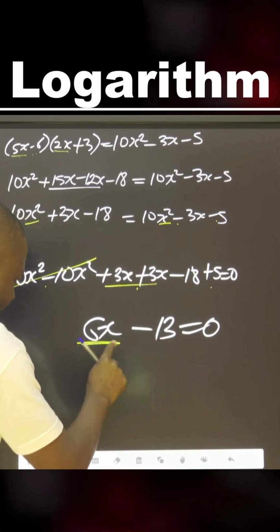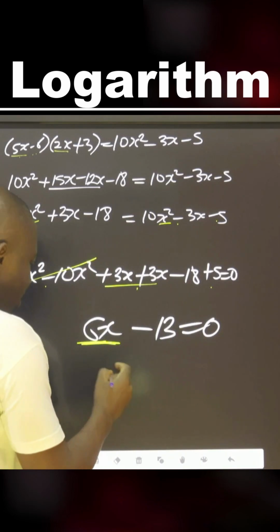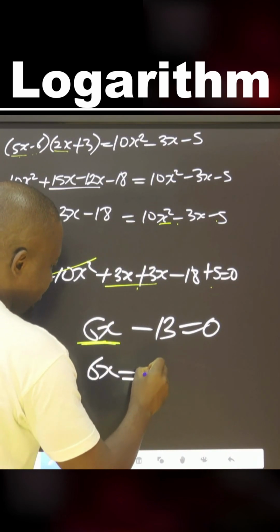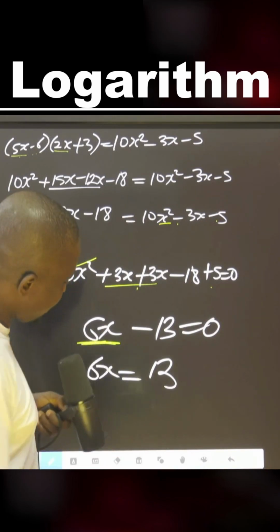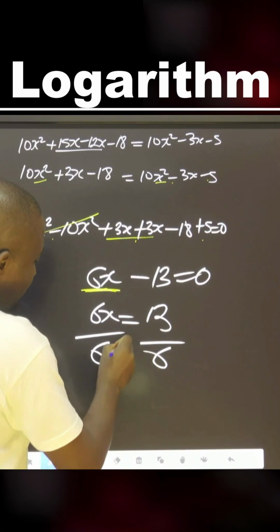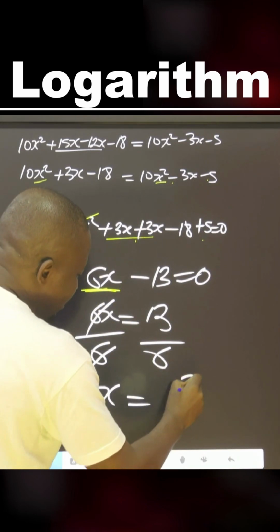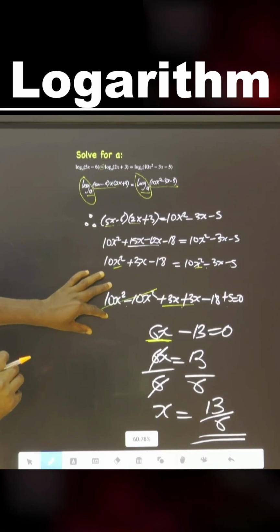Now we want only x to remain. For this to remain, we move this again to the other side. You move it here, you later move it back. Doesn't matter. I divide both sides by 6 so that x will remain. This is the answer. All this is understood?